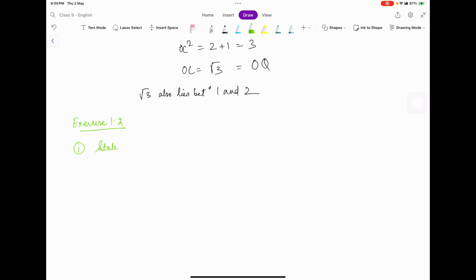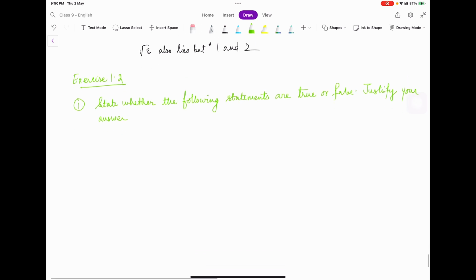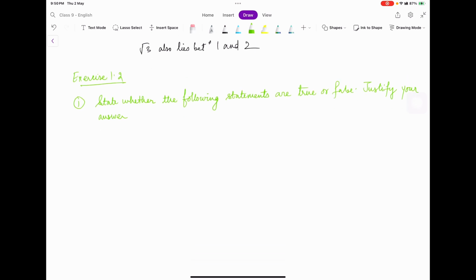State whether the following statements are true or false. Justify your answer. Justify. See, I will be writing only the answers and I will tell you what you have to write. Okay, I will not be writing the whole definitions and everything.